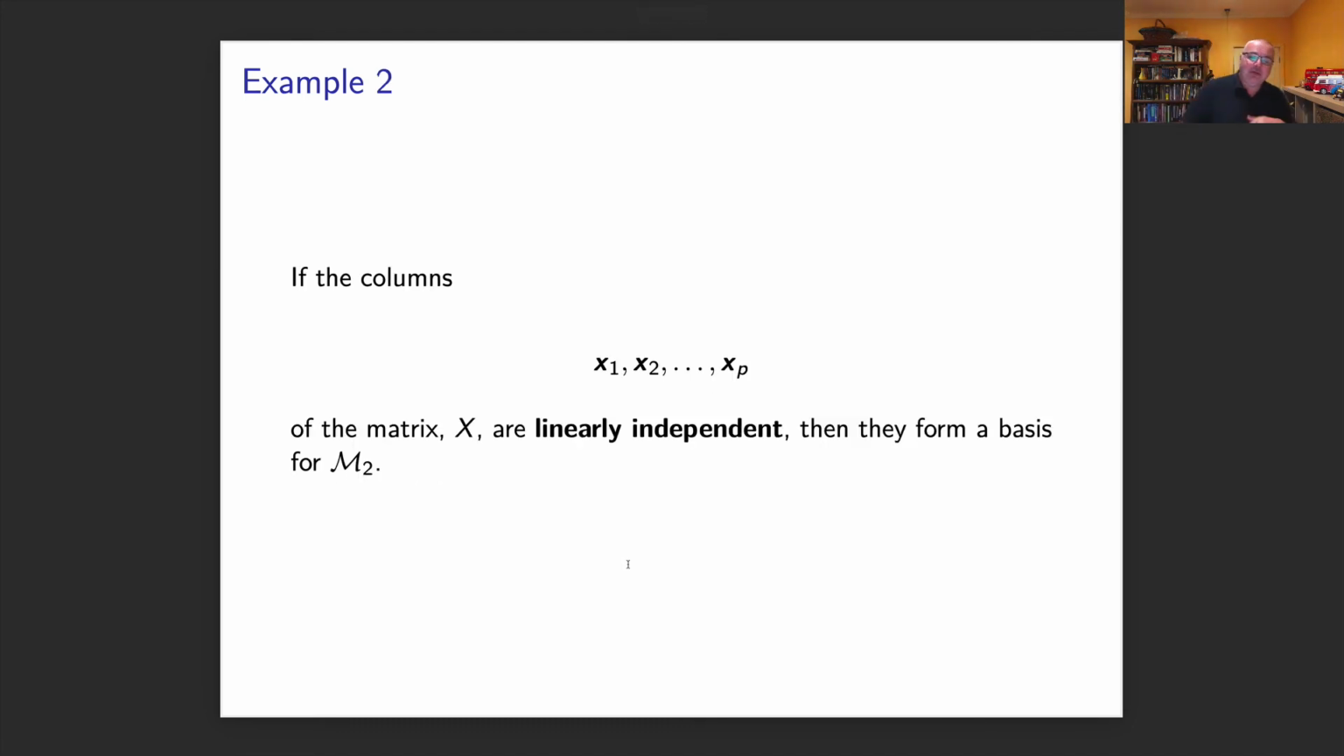The other thing, and we've been doing this all along: if I have some vectors x1 up to xp that are the columns of my matrix X and they're linearly independent, they will form the basis for M2, which was that subspace defined by that linear model.